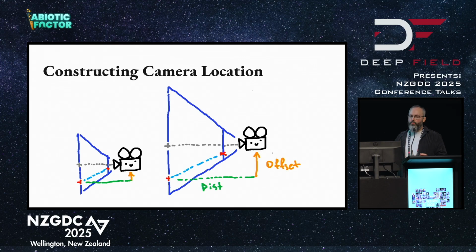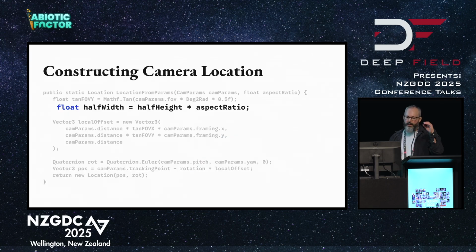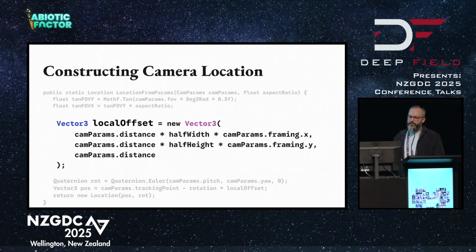In order to support framing, we need to be able to figure out how far the camera needs to offset its local position in order to keep that tracking point in a particular location at different distances, right? So that's what we're doing. We just calculated the half height, then we do the same to calculate the half width: we get the height and multiply that by the aspect ratio of your rendering camera. That's important. Now we just construct the local offset.